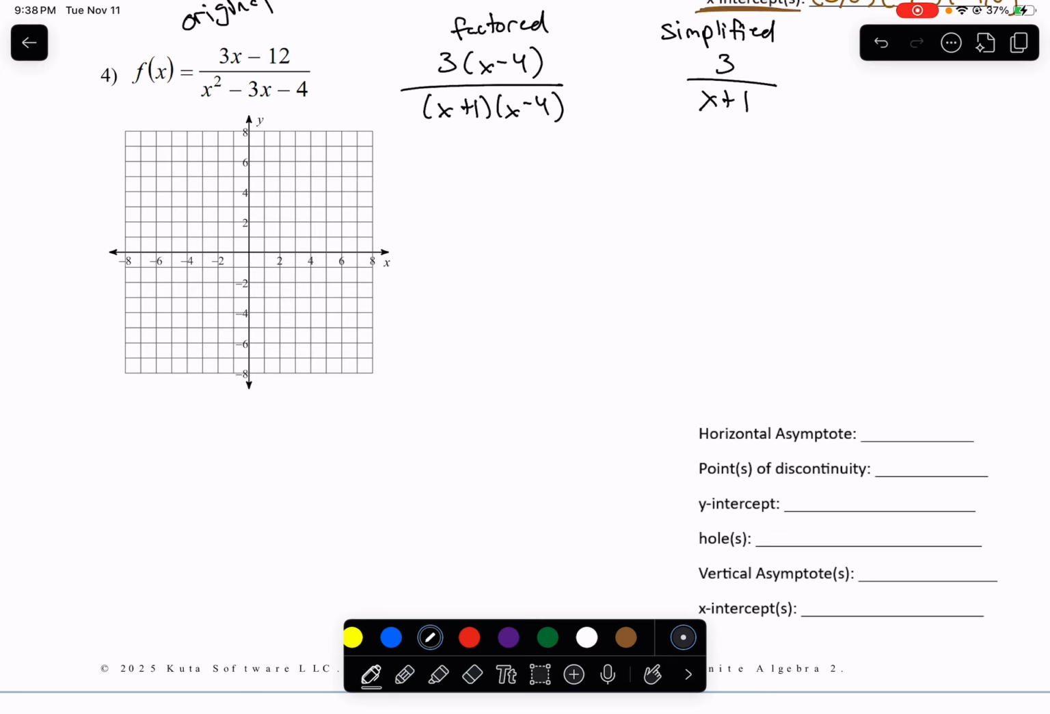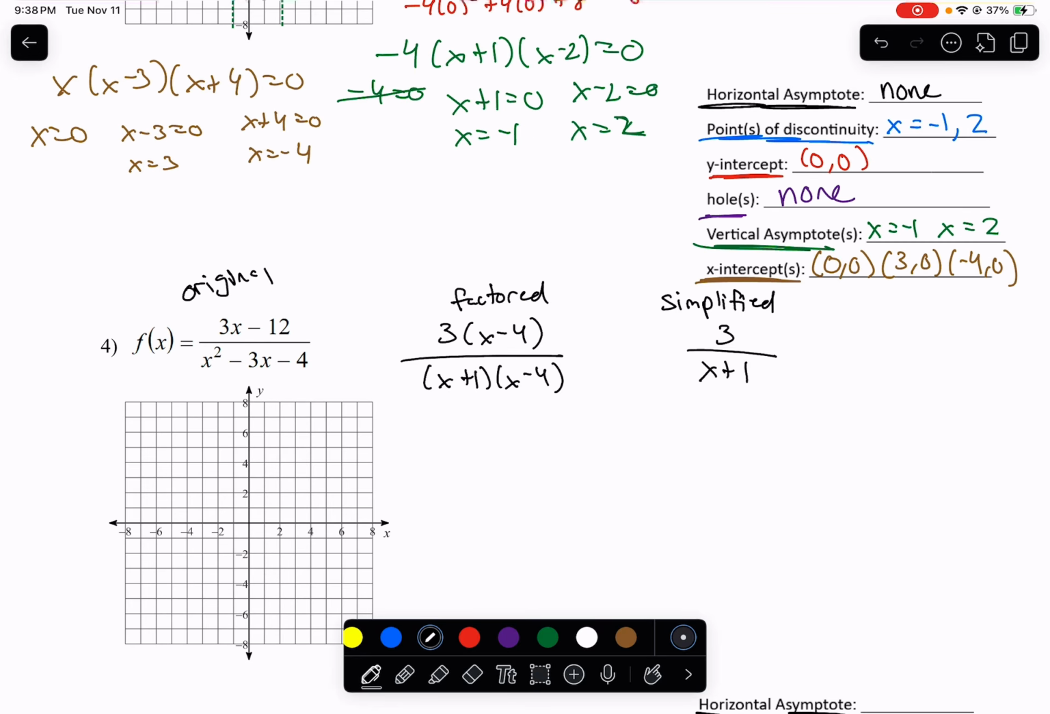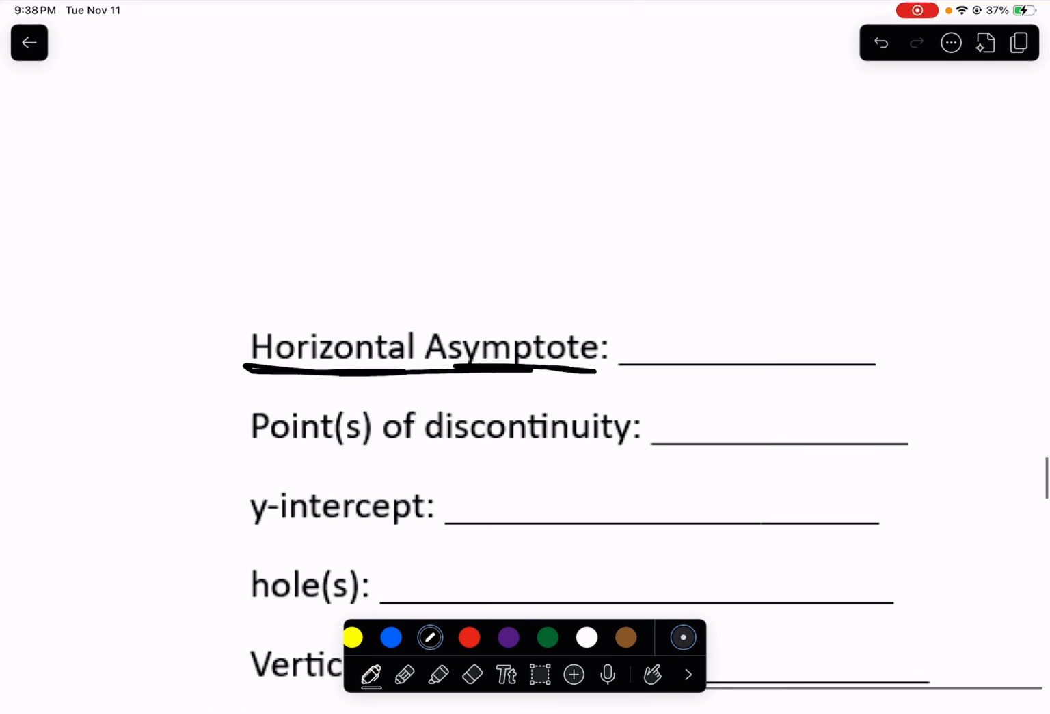We'll look at my horizontal asymptote. For this, I have to look at my original, and I look at my degrees. My degree on top is 1. My degree in the denominator is 2, so it's bigger on bottom, which means that my horizontal asymptote is going to be y equals 0. Again, make sure you put it as y equals. If you just put 0, you're going to get it marked wrong.